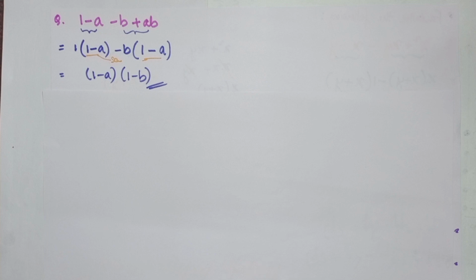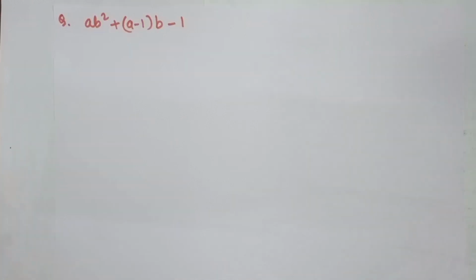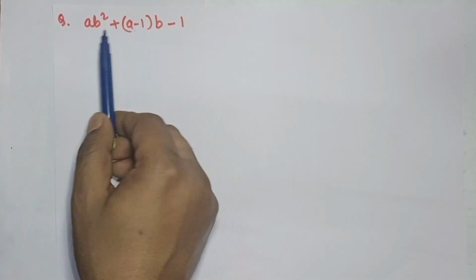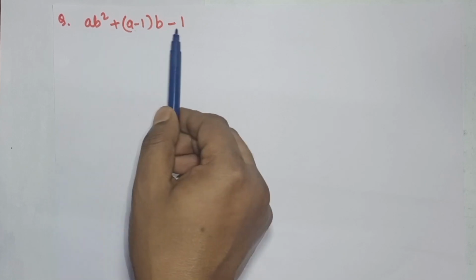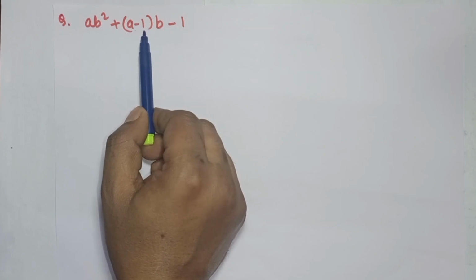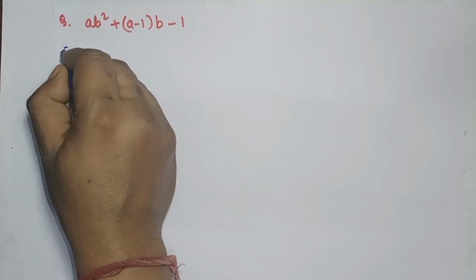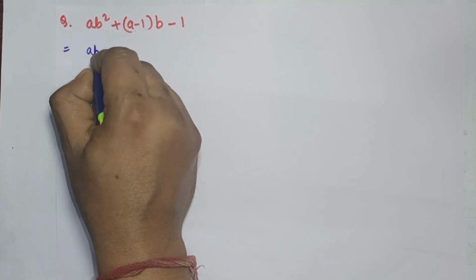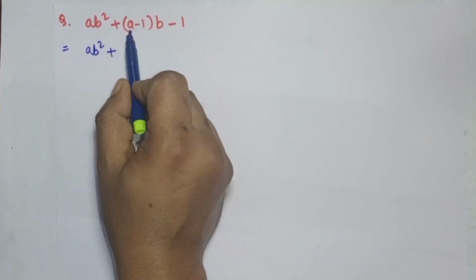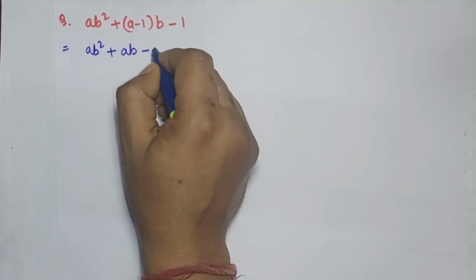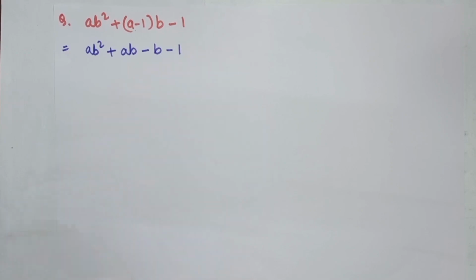Now let's solve another question. In this question, what you can see is that a minus 1 is already there. It means you can see it as a trinomial, first term, second term and the third term, but they had taken a common in this. Now what we have to do is make the pair. So obviously we have to make these four terms: ab square plus, now we'll open this, a into b, ab, plus minus minus, so b into b minus 1.